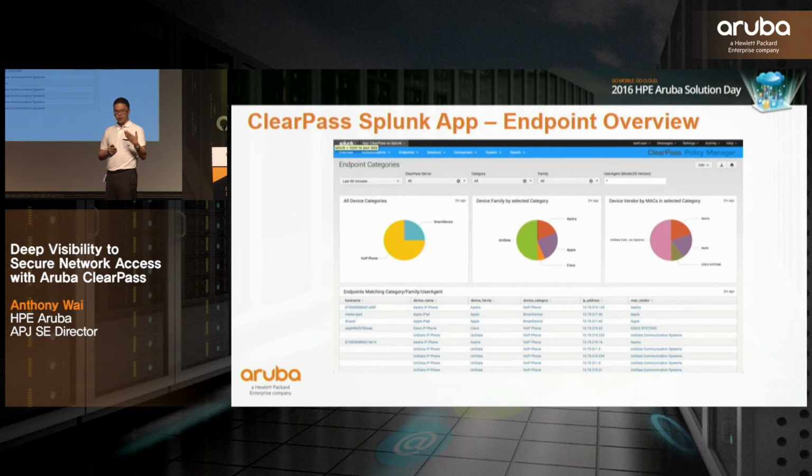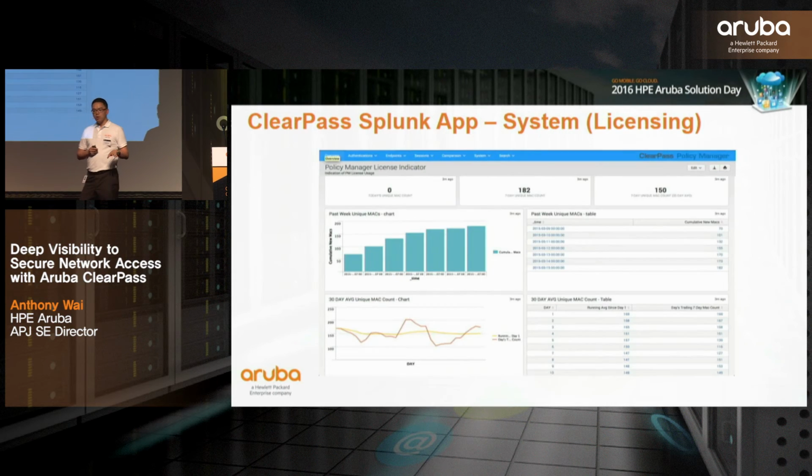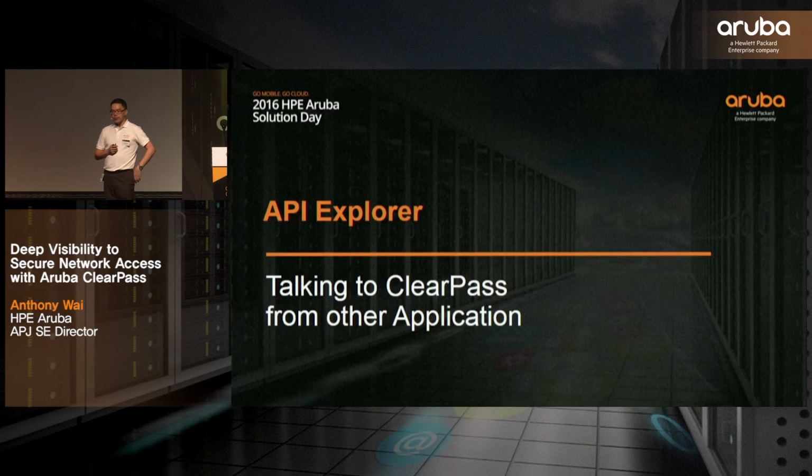We also tell you the breakdown of the devices: what kind of devices are connecting, what is the OS, what is the family type. We also tell you across a cluster of ClearPass appliances, for example, this ClearPass can stack up to 40 appliances, right? So across the cluster, what the licensing looks like. Are you violating any licensing requirements?